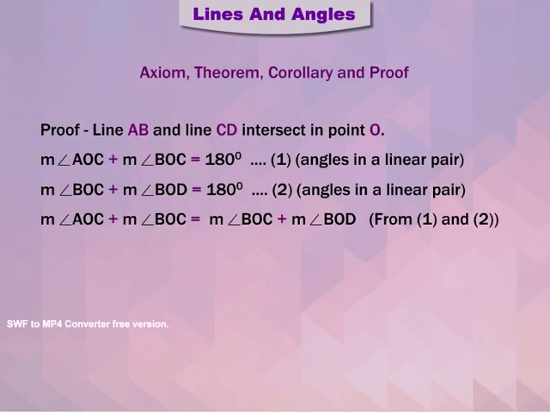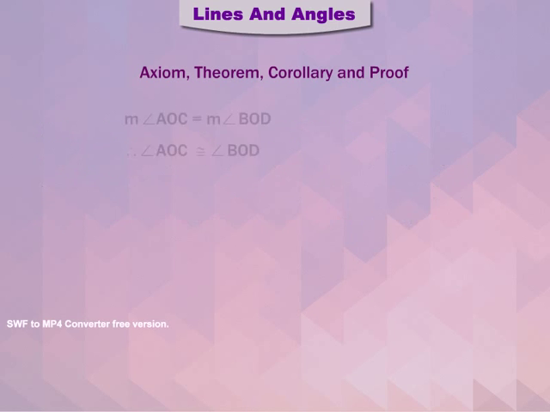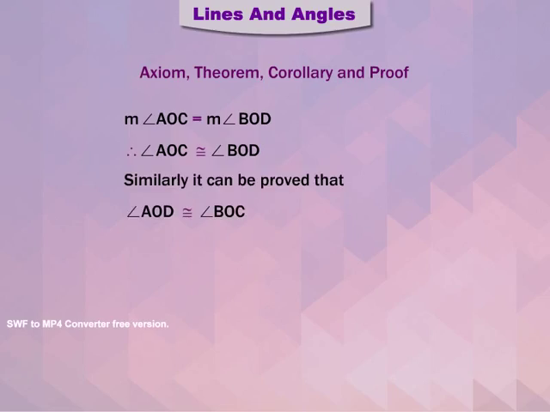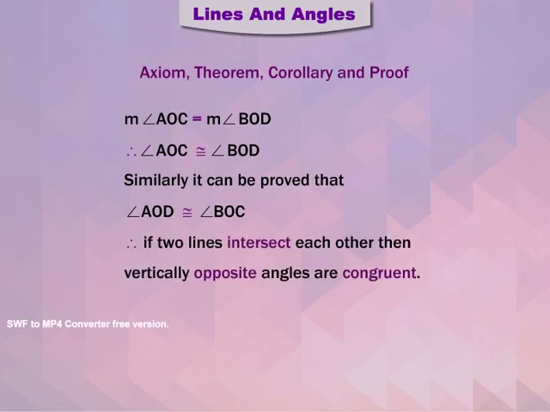Measure angle AOC plus measure angle BOC is equal to measure angle BOC plus measure angle BOD, from equations 1 and 2. Therefore, measure angle AOC is equal to measure angle BOD. Therefore, angle AOC is congruent to angle BOD. Similarly, it can be proved that angle AOD is congruent to angle BOC. Therefore, if two lines intersect each other, then vertically opposite angles are congruent.